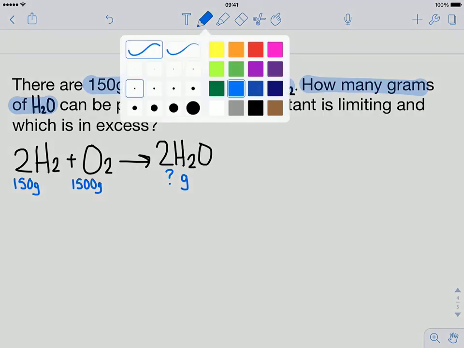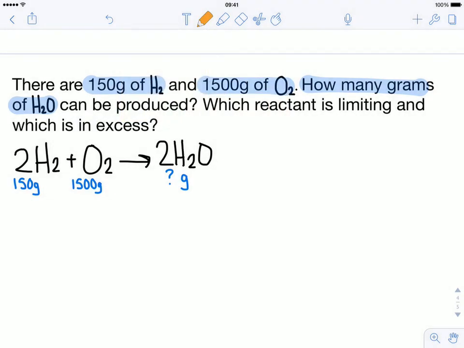Okay, so we need to look at these two reactants here and see how much of the product of H2O they can make. So 150 grams of H2 can make how much H2O, and 1500 grams of O2 can make how much H2O. Like in the cheese sandwich problem, we converted our two different reactants to the same product. So we're going to do the same thing here, except since we're starting out with grams, we have to convert everything to moles and then to moles of H2O.